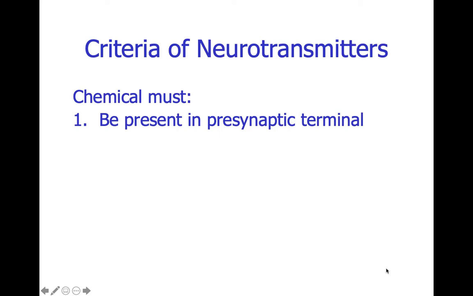First, it has to be present in the presynaptic terminal. It has to be in the knob bit of the neuron, which makes sense. If it's not inside of the neuron, if it's not in that presynaptic terminal, how is it going to be able to do its job, which is going to be to swim across the synaptic cleft and to affect somehow the membrane of the effector organ?